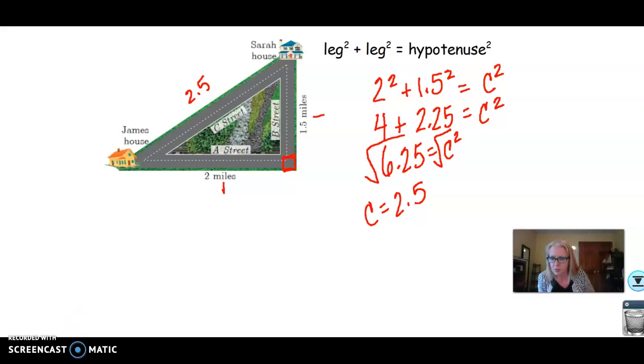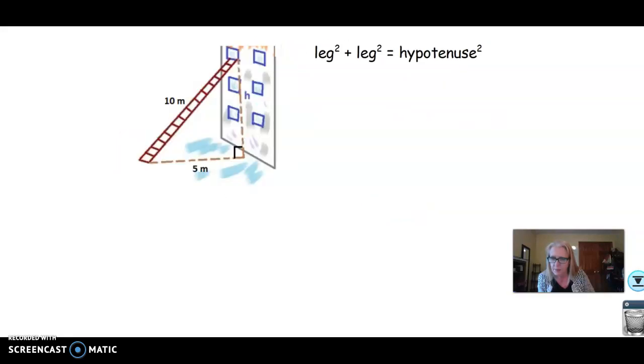Let's see if I can get the next page. All right, so here we have your typical house and ladder problem. They like to do these a lot. The thing that's different in this case is here's our right angle right here. What we're missing is a leg. The thing we don't know is a leg this time. We have this leg, we're missing a leg, and we've got the hypotenuse.